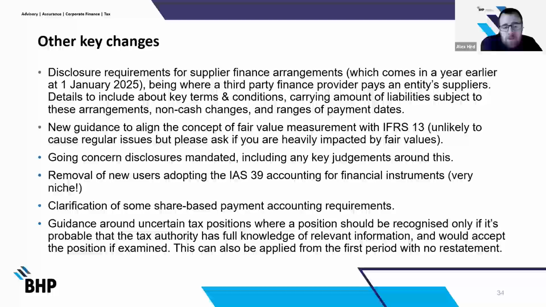A very niche one is the removal of new users being able to adopt IAS 39 accounting for financial instruments. You can still decide that you don't want to apply FRS 102's own rules for financial instruments, but you will now only be allowed to start using IFRS 9 instead. There's a bit of clarification around some share-based payment accounting, but nothing really changes. And there's quite a bit of guidance around uncertain tax positions. You should only show an uncertain tax position if it's probable that a tax authority would accept it if they had full knowledge of that information.